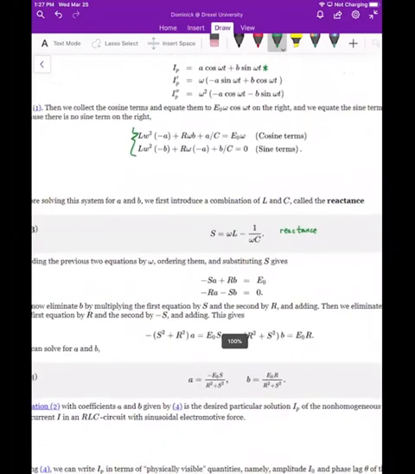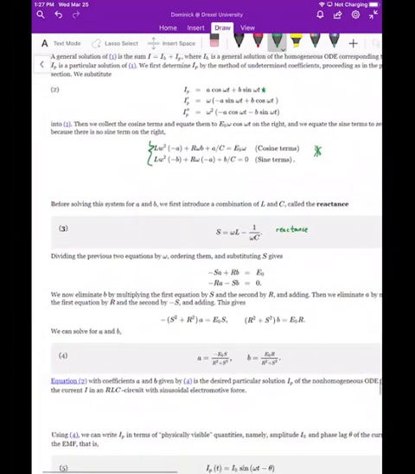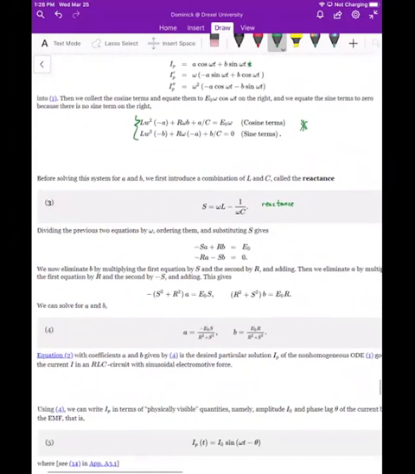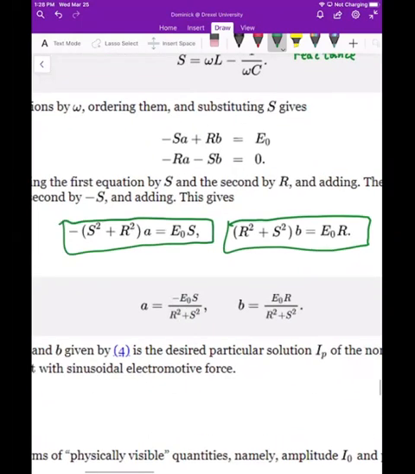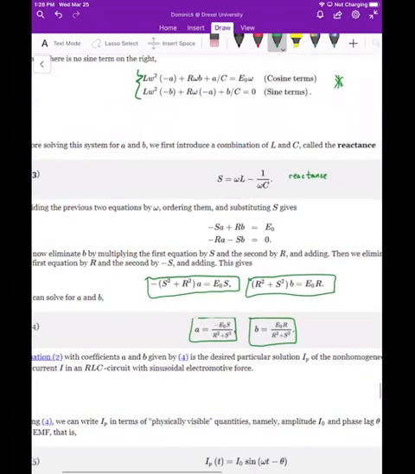Right, so now when we solve each of these, we can solve them with elimination. We can get these two equations here. And now if we solve for A and B, as long as R squared plus S squared, of course, is not 0, we get that A is negative E sub 0 times S over R squared plus S squared, and that B is E0 times R over R squared plus S squared.